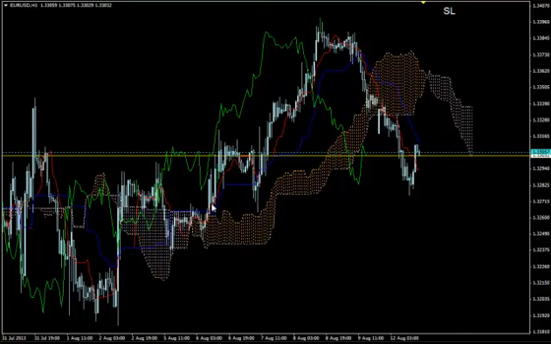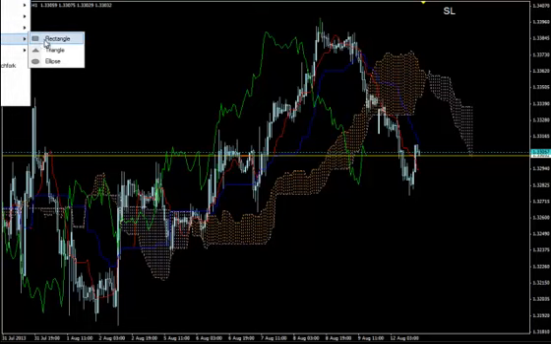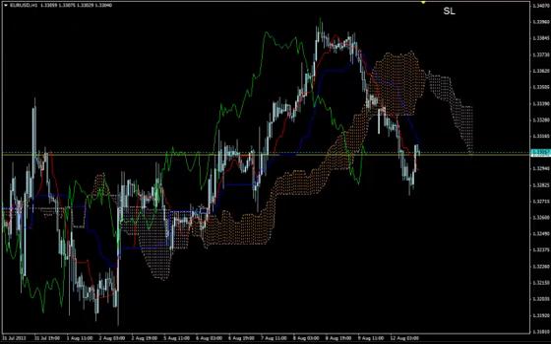Here, if we had entered with the bullish Kumo breakout here, let me insert a shape to help you see this. If we had entered here, we should have exited here. Okay, so that would be our profit zone from this trade.